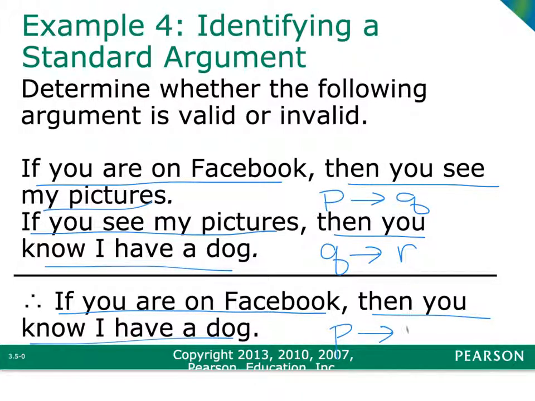Knowing I have a dog was R. And so you've translated it. If P, then Q. If Q, then R. Therefore, if P, then R.